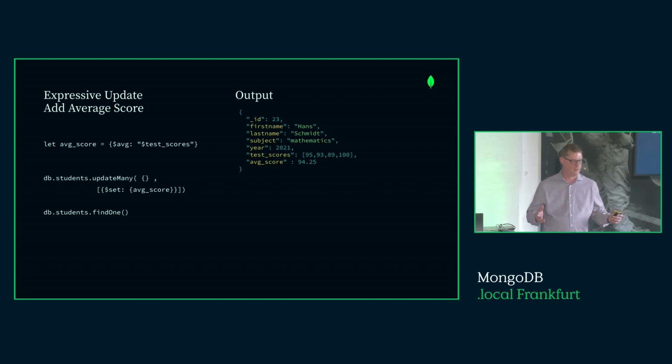db.students.updateMany. I'll just tell it to update every record and set the average score. So now it's going to go through that data, and it's actually going to compute the average score from that array and update it inside that array on the server. And every one of those records is going to be updated atomically.